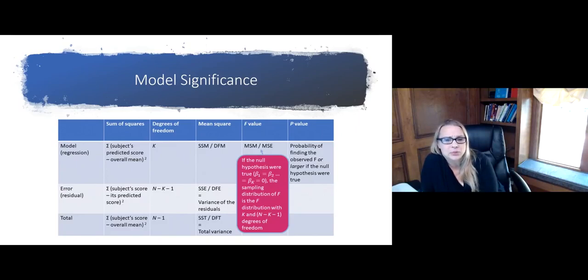The mean squares residual is determined by the sum of squares residual divided by the degrees of freedom residual. And that's going to be determined by the number of observations minus the number of predictor variables minus 1. So n minus k minus 1. And so now you're able to take these values to calculate your F value. Typically, you're going to want your F value to be a larger value.